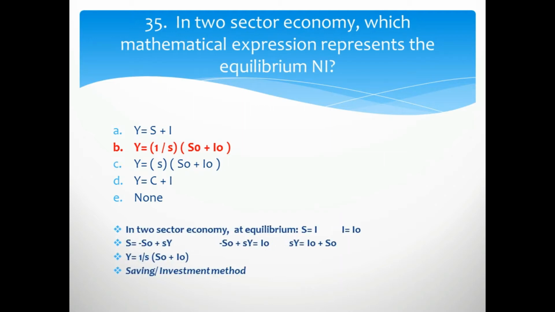Here again the information is given that in a two-sector economy, equilibrium saving is equal to investment. If I is I naught, the saving function is written as minus S naught plus Sy. Here S naught stands for autonomous saving, and it is negative because some part of the saving function lies below the x-axis, the negative region of the graph. Plus small s is the marginal propensity to save, and Y is the national income.